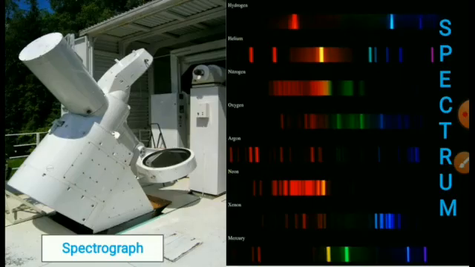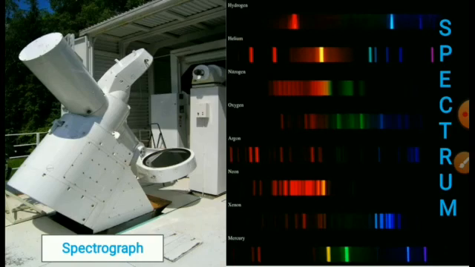Spectrograph, you can see the picture. It is an instrument that separates incoming light by its wavelength or frequency and records the resulting spectrum in some kind of multi-channel detector like a photographic plate. Many astronomical observers use a telescope as an essential spectrograph.